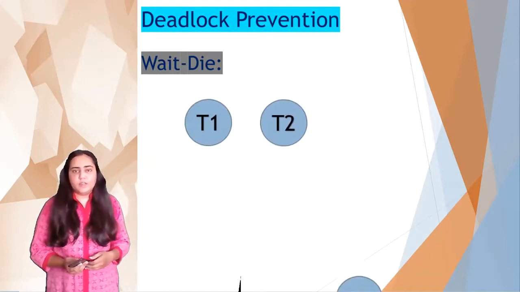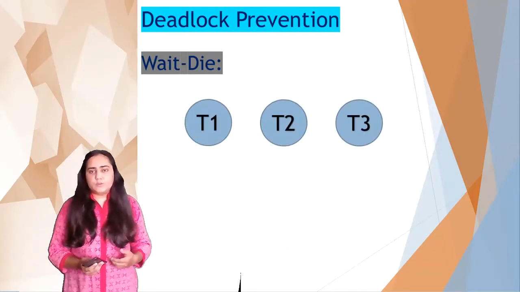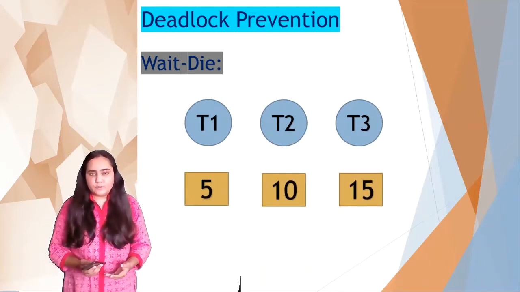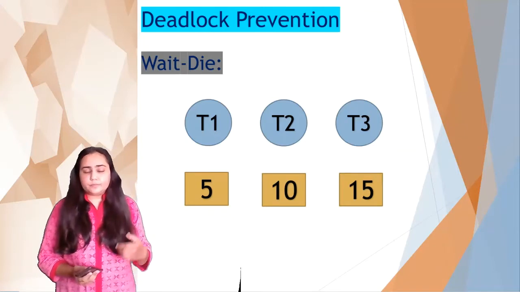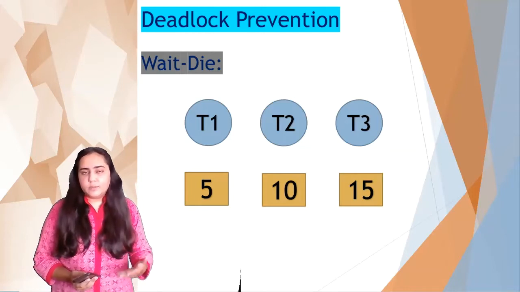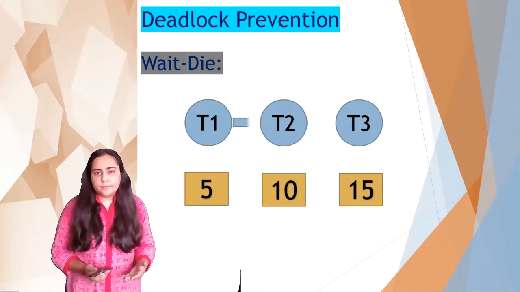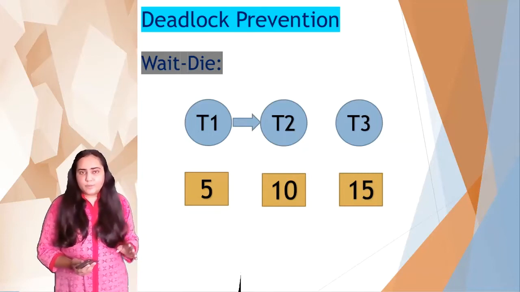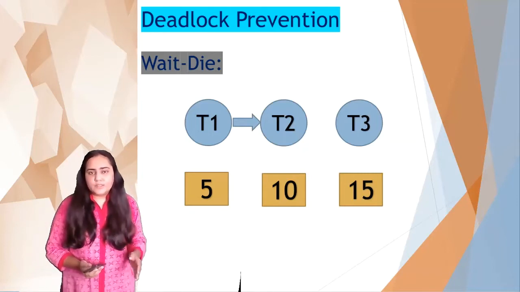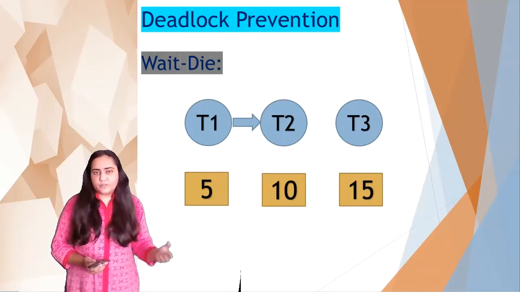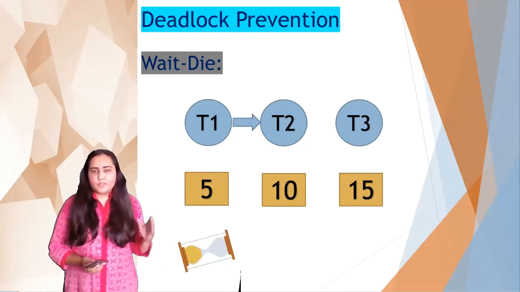So consider you have three transactions, T1, T2, and T3, and they have the following timestamps, 5, 10, and 15. Now, assume that T2 holds some data item and T1 wants it. So T1 is requesting a data item from T2. As per the wait-die technique, because the timestamp of T1 is less than the timestamp of T2, because 5 is less than 10, T1 will be allowed to wait. So T1 will be waiting.